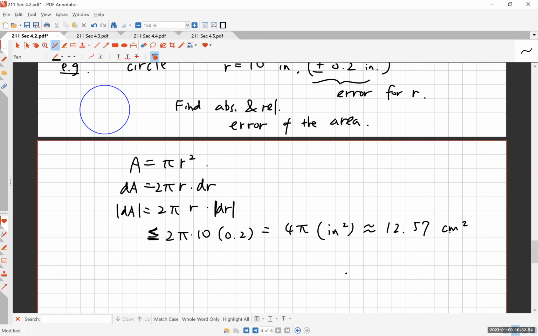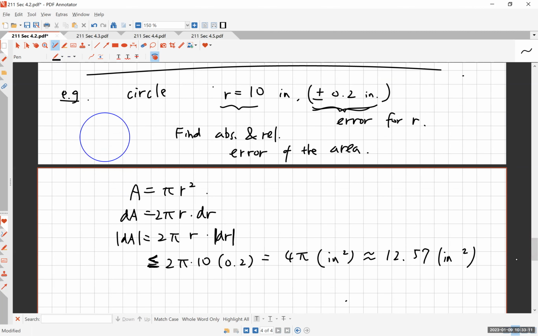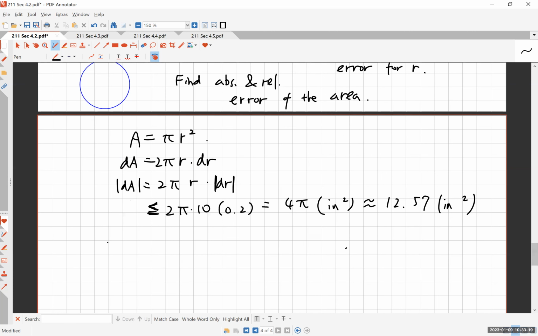What this is saying is, because we don't know how accurately the circle is drawn, we think the area of the circle is 100 pi. But with this kind of an error estimate, if the radius can be off by up to 0.2 inches, then we are saying that the area could be off by up to 12.57 square inches. All right, that's the absolute error estimate.